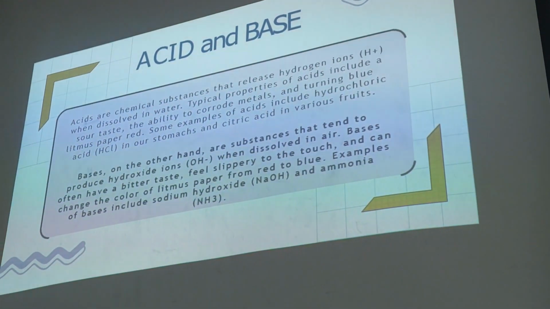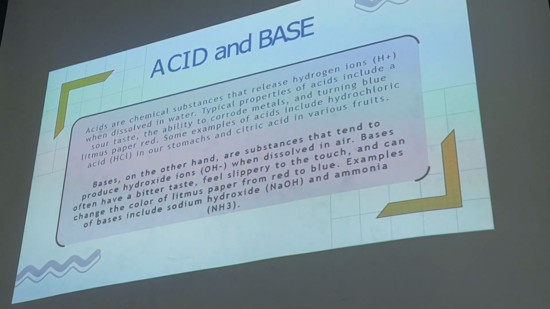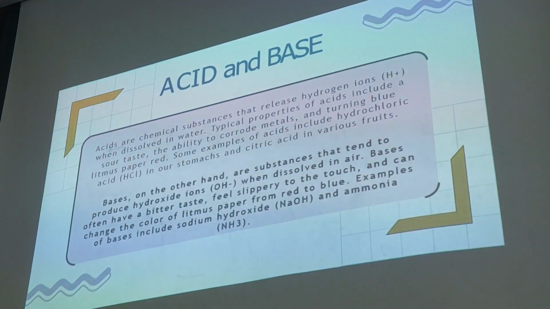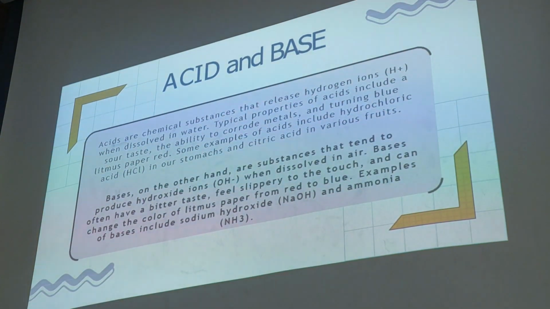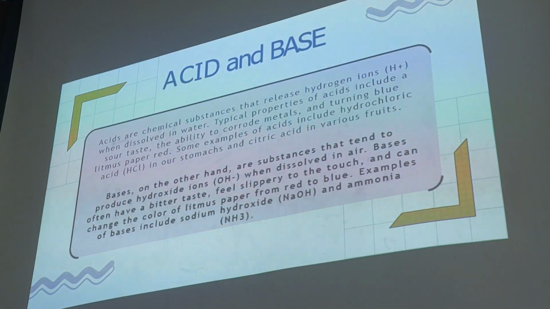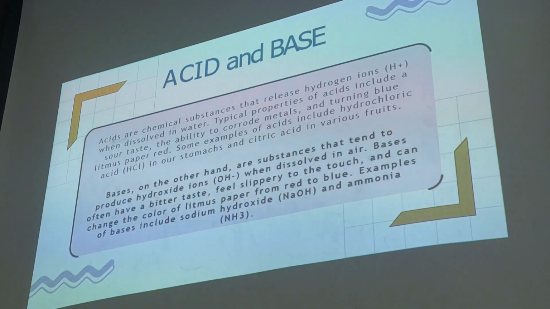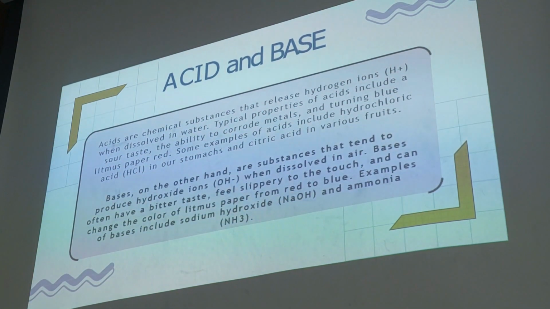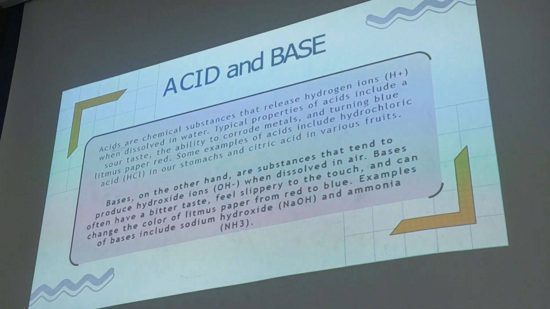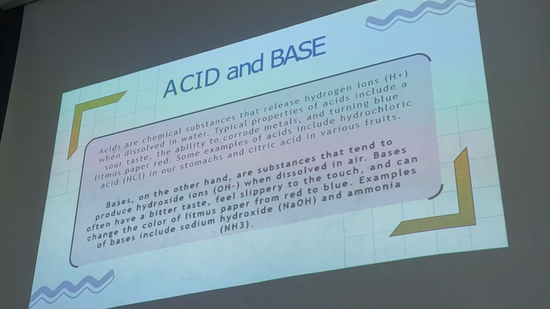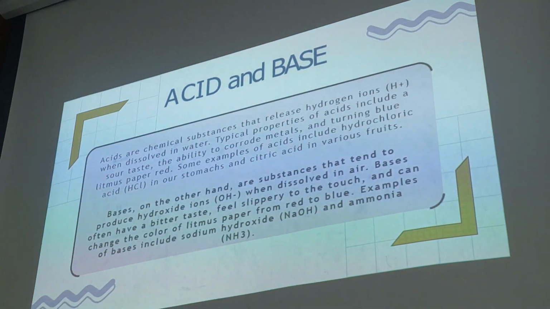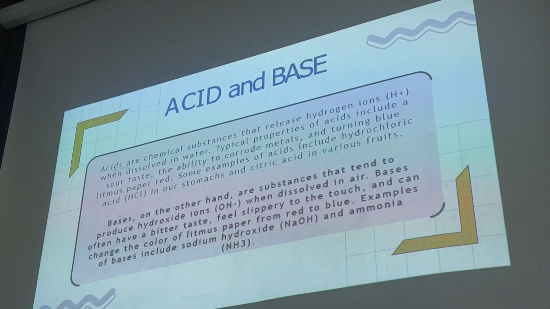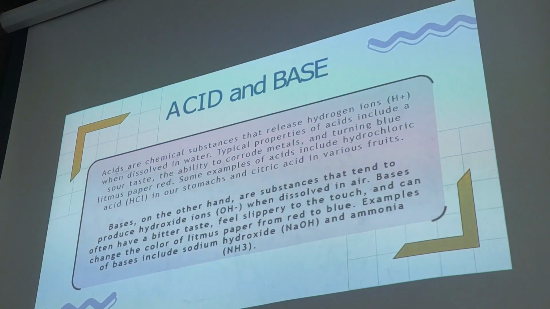Okay. Typical properties of acid include the sour taste, the ability to corrode metals, and turning blue litmus paper red. Do you know the litmus paper? To find the pH. Yeah, the paper to find the pH. It turns red when we add some acid, and turns blue when we add some base.